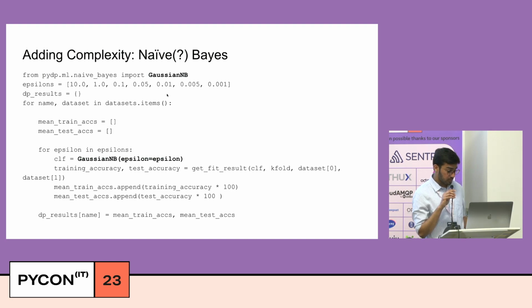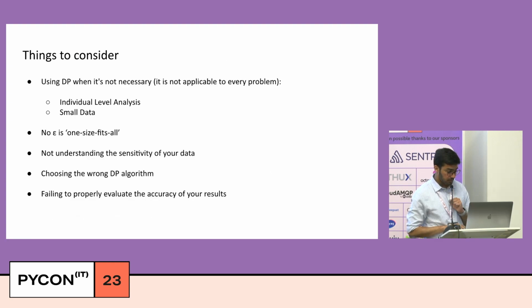We have a bunch of algorithms here. We have a set of epsilons that we run on, and for each epsilon we calculate the training and test accuracy and get the results. So this is just an example to show that we have support for machine learning algorithms in PyDP.